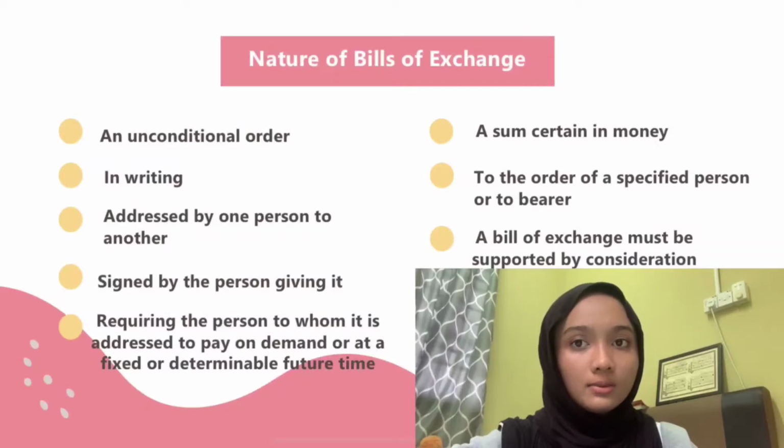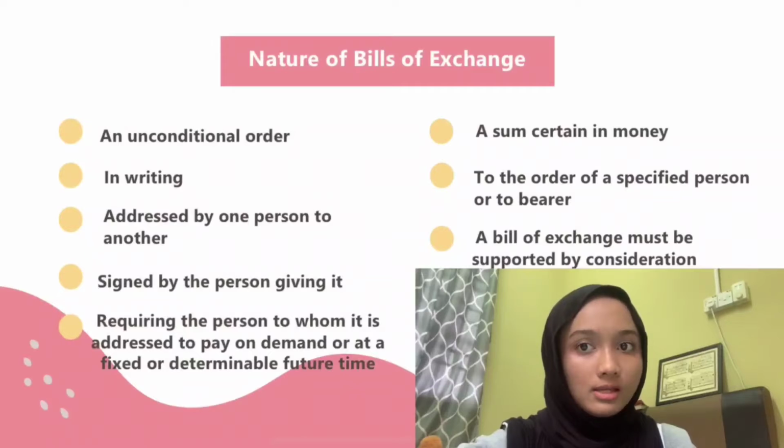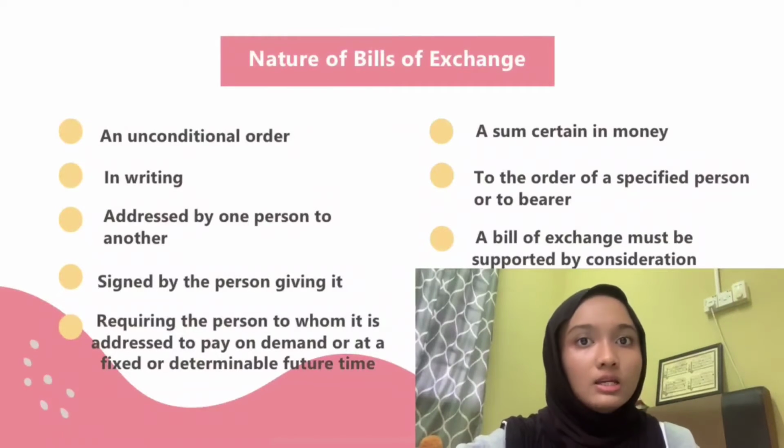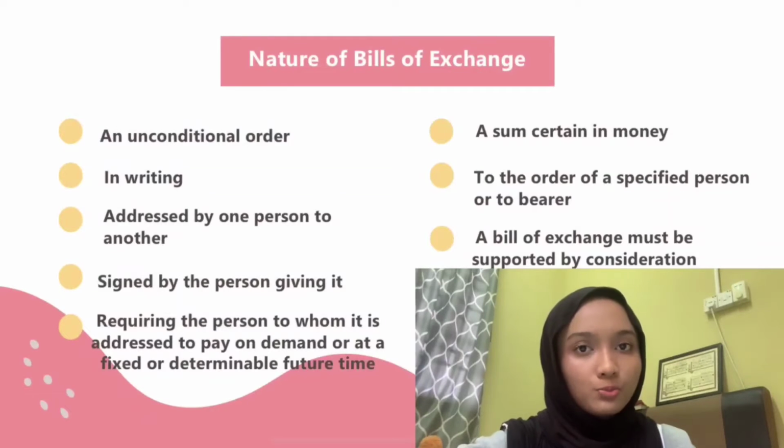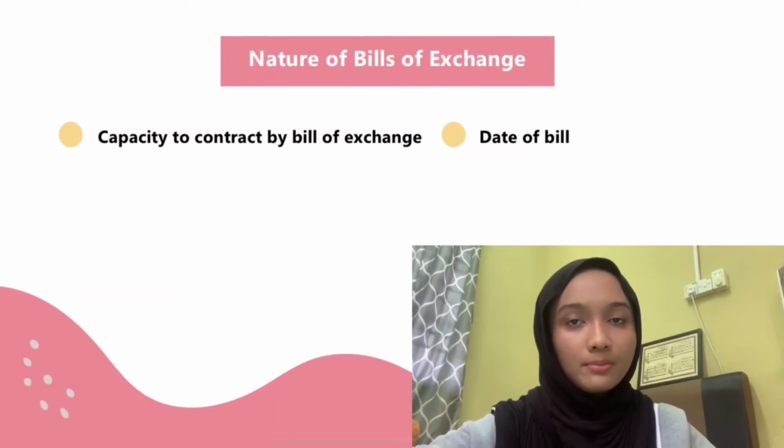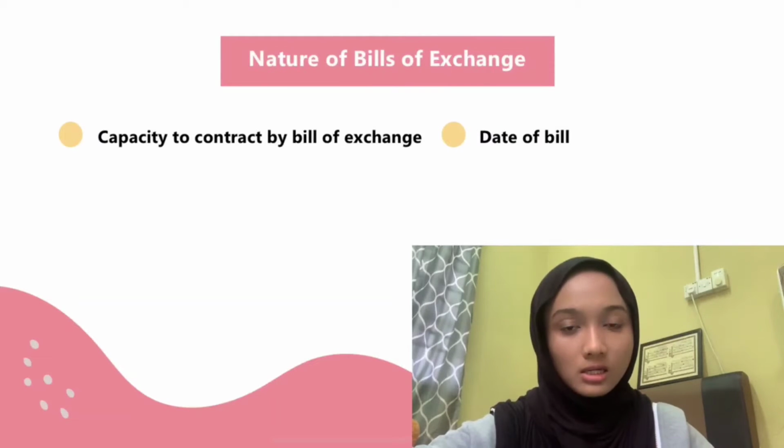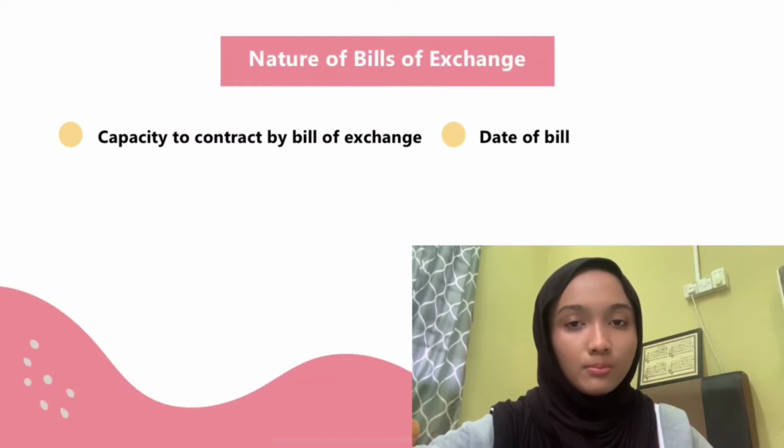Next, requiring the person to whom it is addressed to pay on demand or at a fixed or determinable future time a sum certain in money to the order of a specified person or to bearer. A bill of exchange must be supported by consideration. Next, capacity to contract by bill of exchange. In this characteristic, the person who is below age of 18 years and mentally disordered are not allowed to open current accounts as they are not liable for any bills that they may draw.